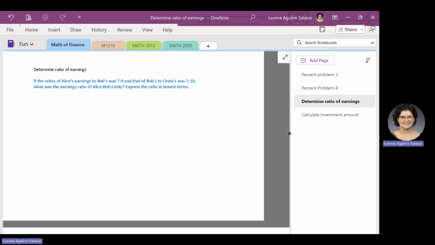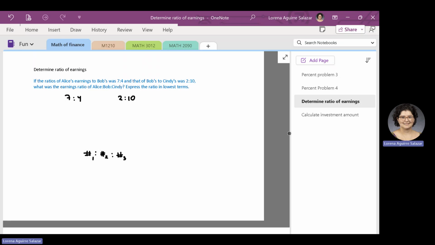In this problem, we have two ratios. One of them is 7:4, and the other one is 2:10. The idea is to combine those ratios in some way so that we get a ratio of the form number to number to number. So the answer is going to be a ratio, a comparison, a relationship between three numbers: Alice's earnings to Bob's to Cindy's.